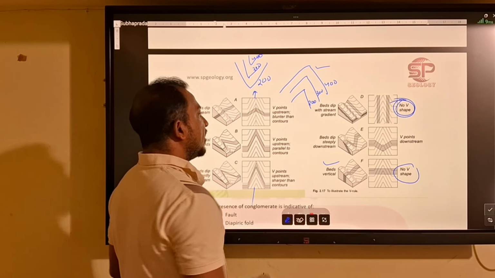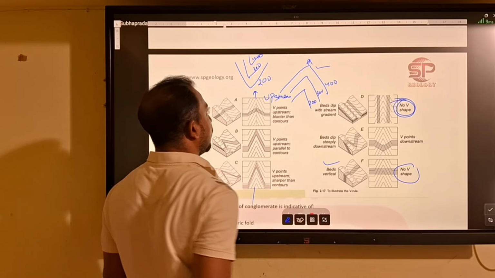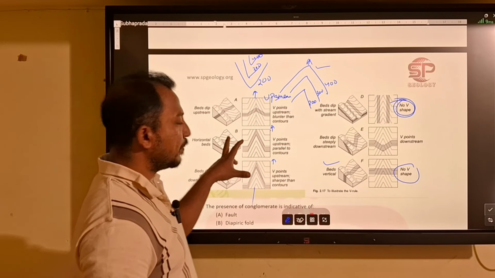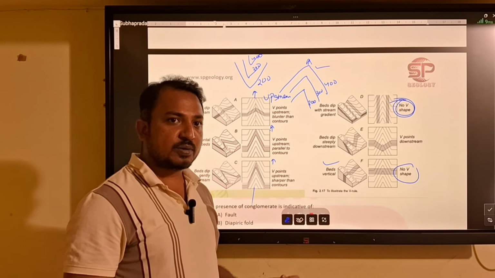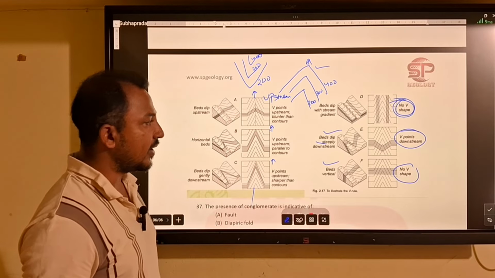Then whether the V will point towards the upstream or downstream. The V of the contour always points towards the upstream side. But the V of the bed may point towards the upstream side or downstream side. That depends. There is only one condition where the V will point downstream, where the bed dips steeply towards the downstream side and it is steeper than the valley gradient. Only in that condition does the V point downstream. In all other conditions, the V will point upstream.